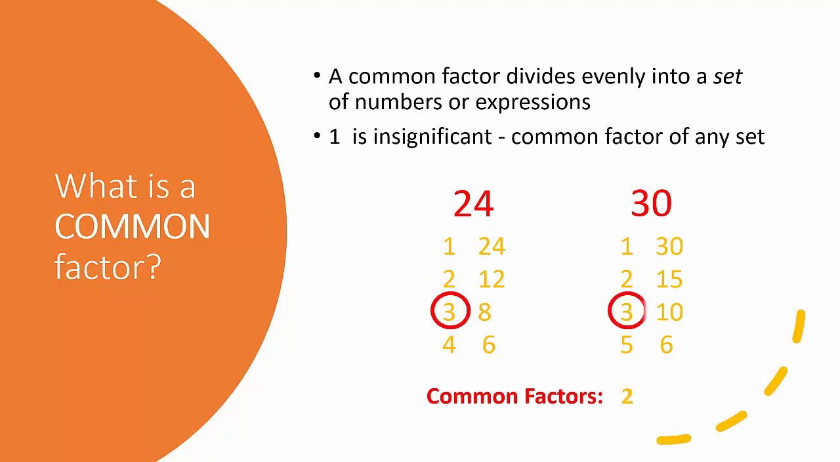3 is also something they have in common. Notice how 4 is in the list for 24, but not in the list for 30, so that would not be a common factor. The only other common factor I can see in this list is 6. So we'd have 3 common factors for the numbers 24 and 30.